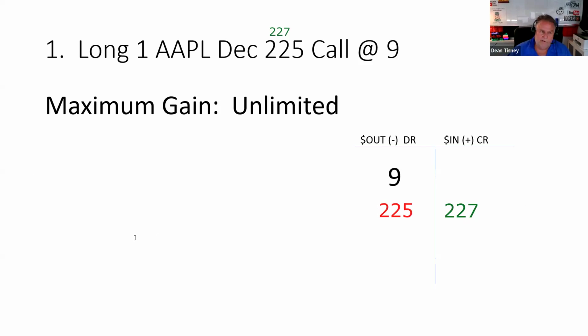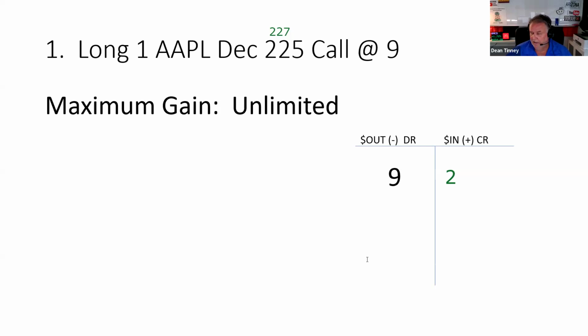Now let's do the other phraseology. Your customer goes long one Apple December 225 call at 9, with Apple at 227, several weeks later. They love time clock questions. At expiration, several weeks later, Apple remains unchanged, and you close out for intrinsic value. No matter how I do it, you're a loser, right? And so again, we either exercise or we do this.